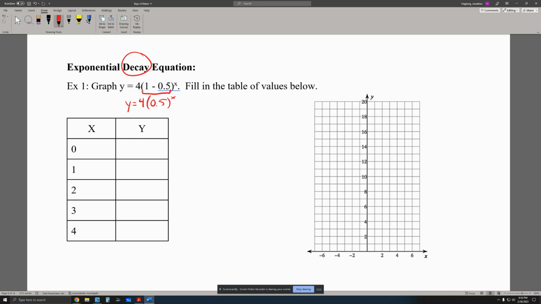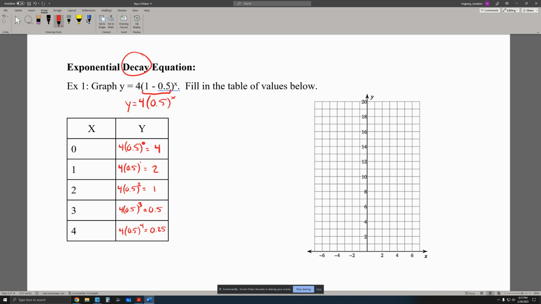Our initial value, where x is equal to 0, is going to be 4. So writing that out, 4 times 0.5 to the 0 is equal to 4 times 1, or just 4. Plugging in 1, we get 4 times 0.5 to the 1 is equal to 2. 4 times 0.5 to the 2 is equal to 1. Plugging in 3, we get 4 times 0.5 to the 3, which is equal to 0.5, or 1/2. And then finally, 4 times 0.5 to the 4 would be half of that, so 0.25.